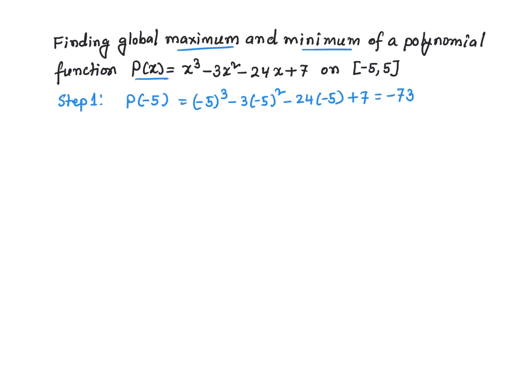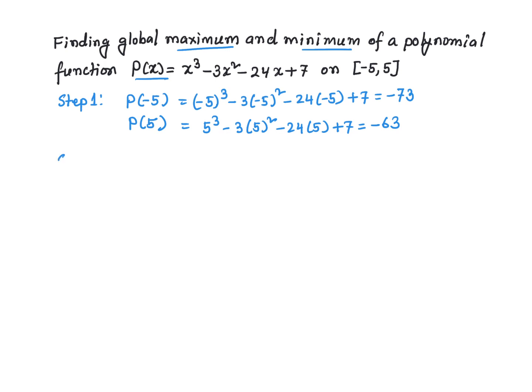And you can double check this work because if there is any mistake in the algebra, you should be able to figure it out. Now, we also need to find the value at positive 5, which is going to be 5 cubed minus 3 times 5 square minus 24 times 5 plus 7, and that should be equal to negative 63. So we have evaluated the polynomial function at the boundary points.